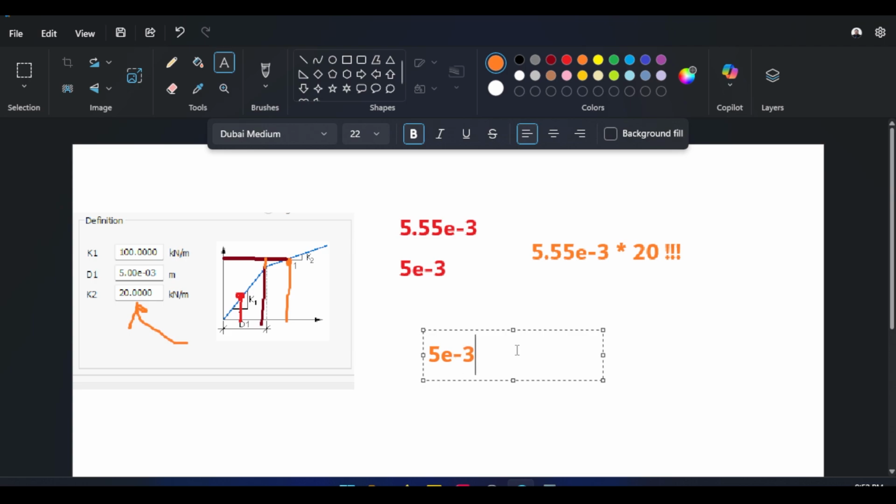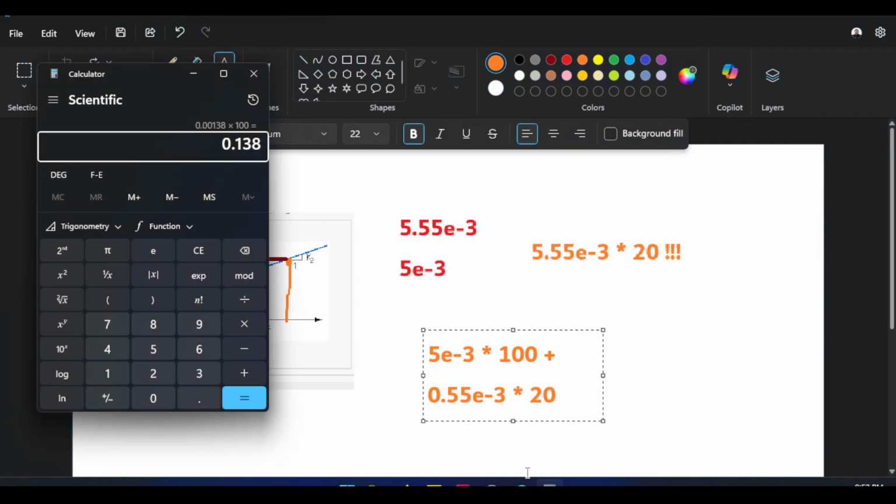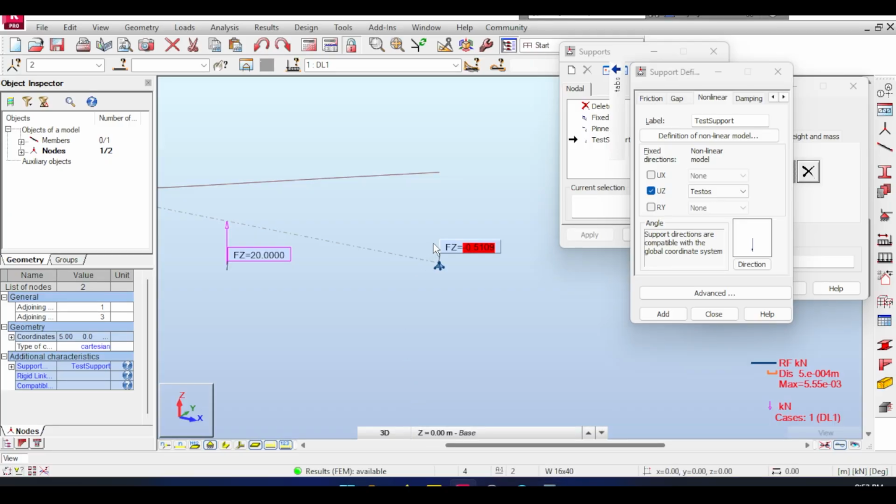Well, it's 5e minus 3 multiplied by 100, that's the first part, plus whatever excess I have, which is 0.55 e minus 3 multiplied by 20. Now if I use the calculator here and say 0.005 multiplied by 100 plus 0.055 multiplied by 20, I get a reaction of 0.511. Lo and behold, 0.511.